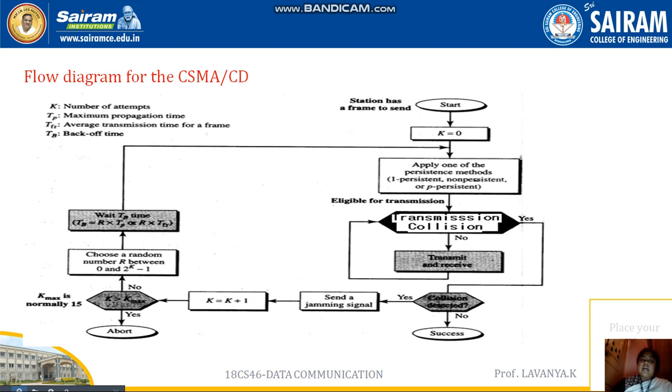Okay, here the average transmission time for a frame, the TR, is nothing but the average transmission time. It is going to take care of the transaction only for the average transmission. Then it goes back to the process, and whenever a collision occurs, the same procedure repeats. If not, it completes the transaction easily without any collision. Okay, this is our CSMA/CD flowchart diagram.